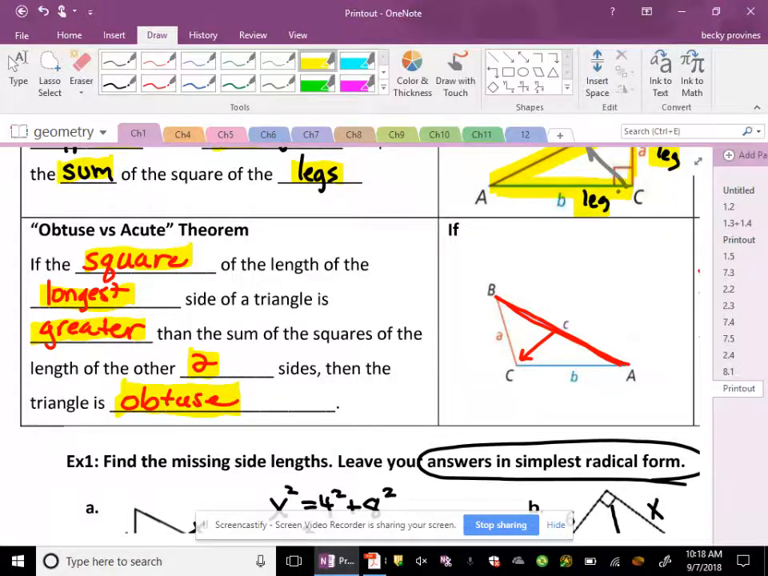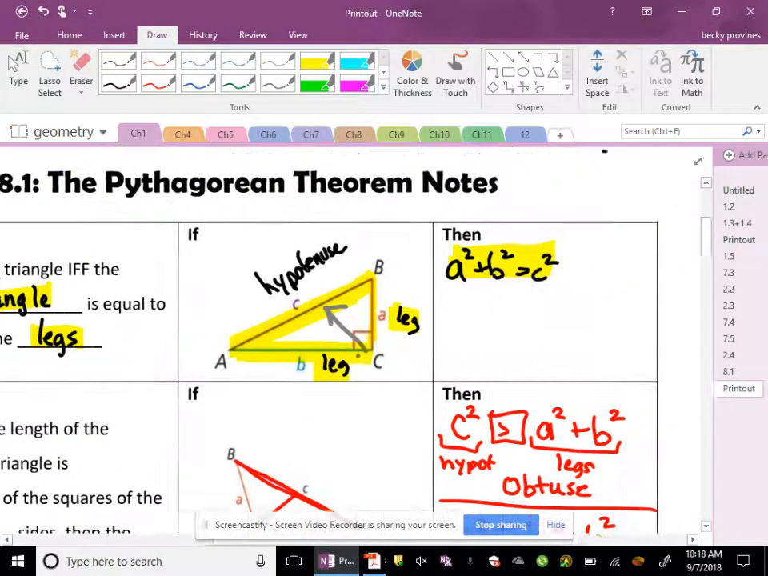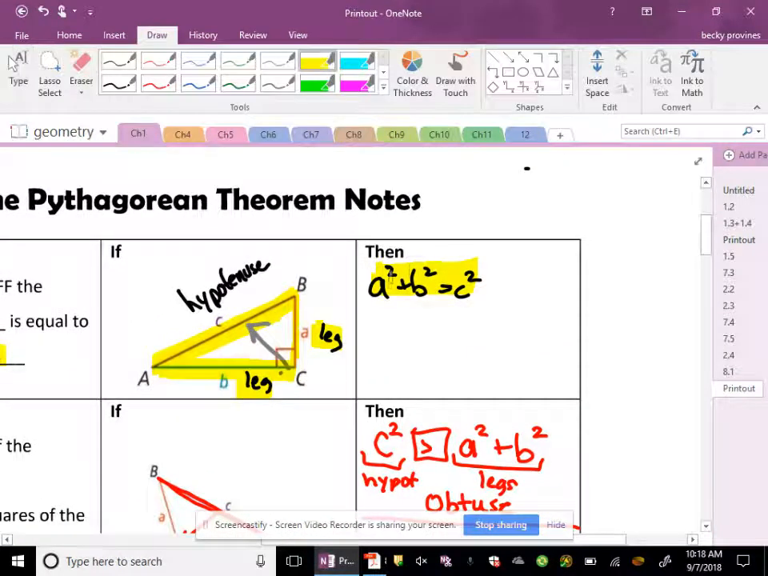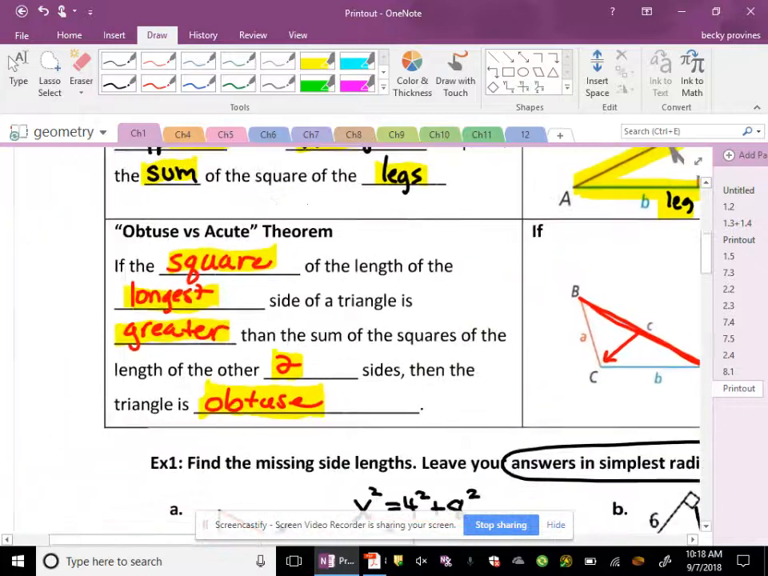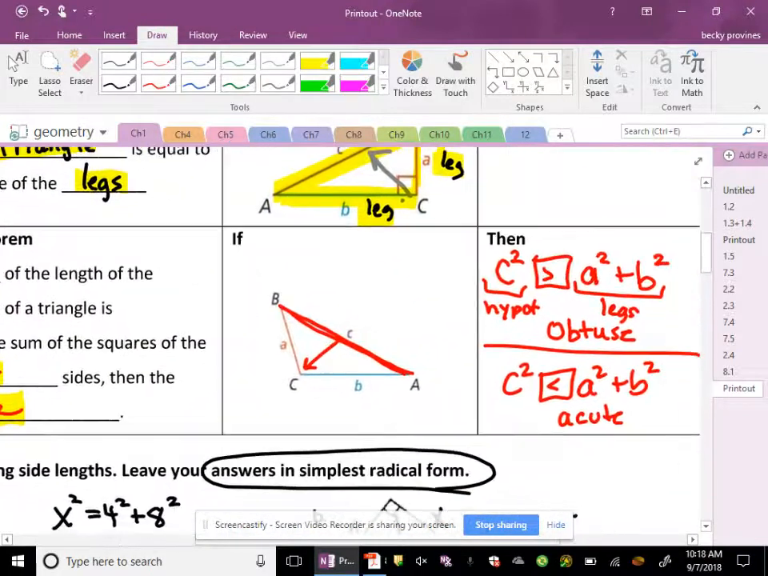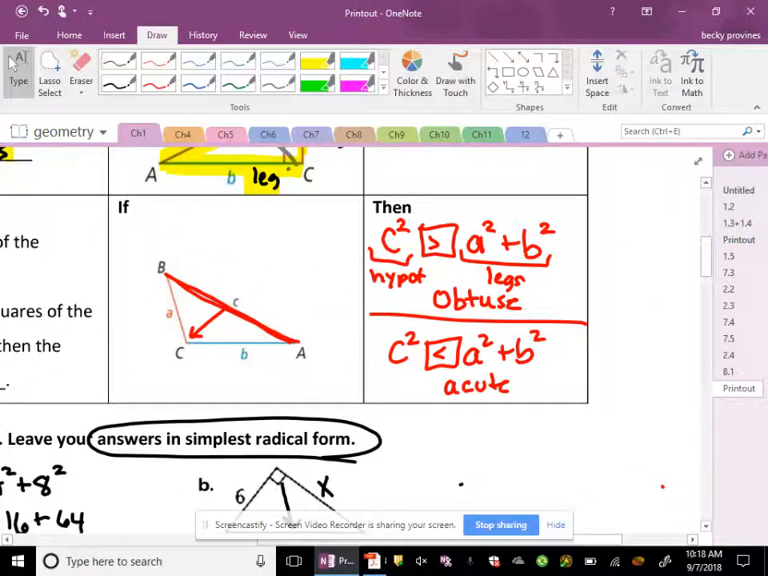Now we know if it's right because we already did that. That's the Pythagorean. The two legs, when you square them, will equal the hypotenuse squared. So now we have this rule. It's kind of like the Pythagorean. You're going to take the biggest side. It's always going to go over here by itself. And you take the two smaller sides and you square them and you add them together.